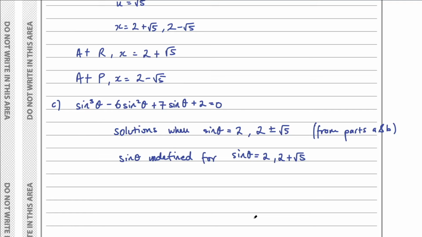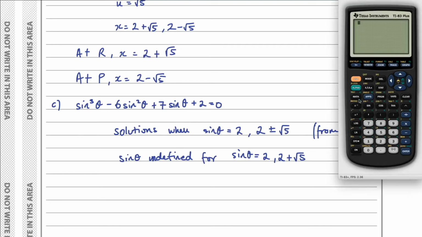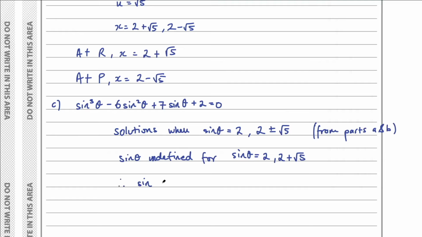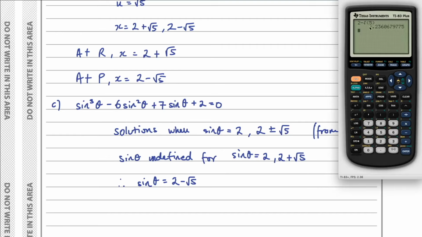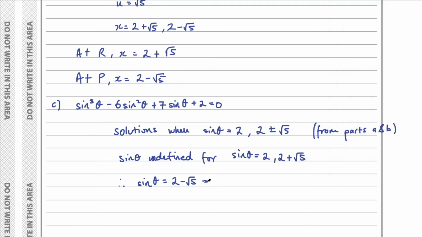So the only other option is 2 take root 5. And if you put that into a calculator, you notice it is less than 1. So let's just go ahead and do that quickly. 2 take root 5 is negative 0.236. So in between -1 and 1. So therefore, sine theta is equal to 2 take root 5. And it might make it clearer if we actually write down that decimal answer. So this will be equal to negative 0.236. Actually, I didn't need that approximation symbol.